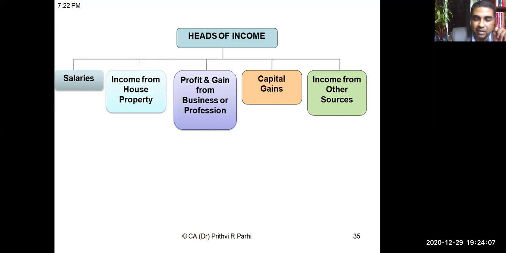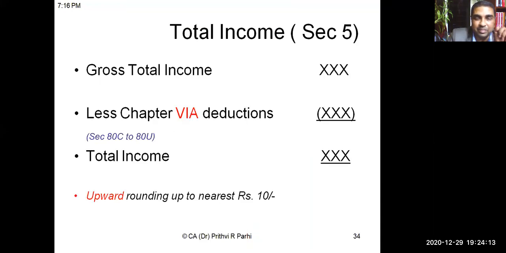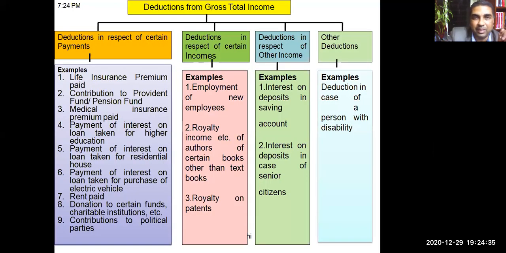Now, have you remembered the 5 heads of income? Tell me. Salary. Okay. Income from house property, good. Profits and gains from business or profession. Capital gains. Income from other sources. Very good. These are the 5 heads of income.